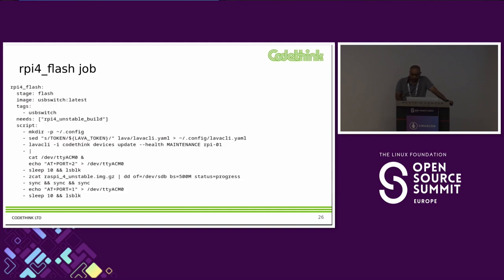This is the second job. It takes the image from the previous job, marks the Raspberry Pi status as maintenance mode in Lava so that the other jobs are not started, gives the AT command to the USB switch to connect the USB drive to the laptop, and does a DD to write the image to the USB drive. And finally, another AT command to move the USB drive back to the Raspberry Pi.